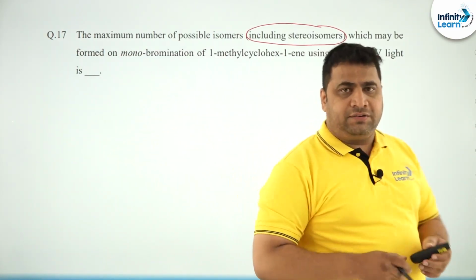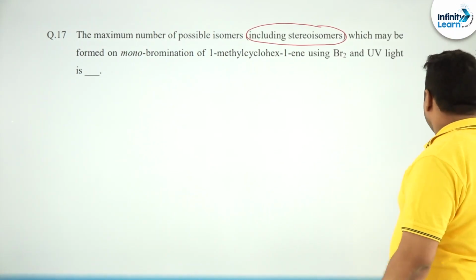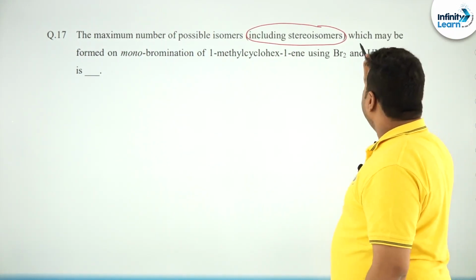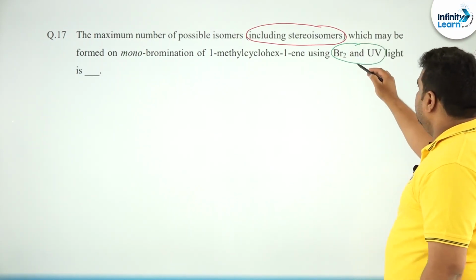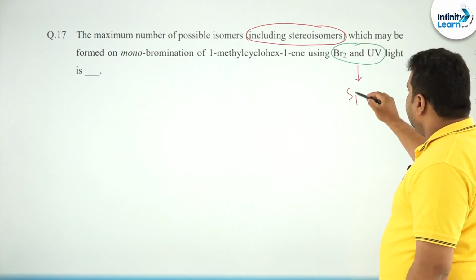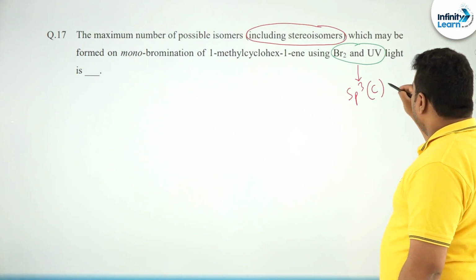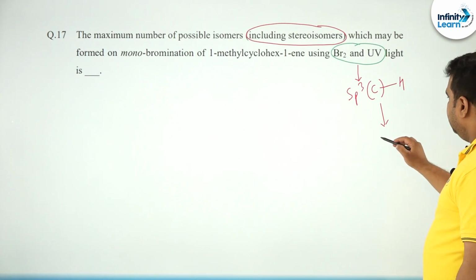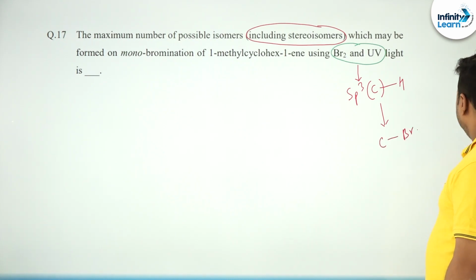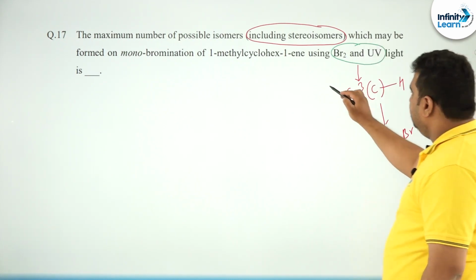Right, so let us start. Remember, some students may get confused. This is using bromine in UV light. Whenever you use bromine in UV light, wherever you have an sp3 carbon with a hydrogen, you have to displace it, and by what? Bromine. That is point number 1.